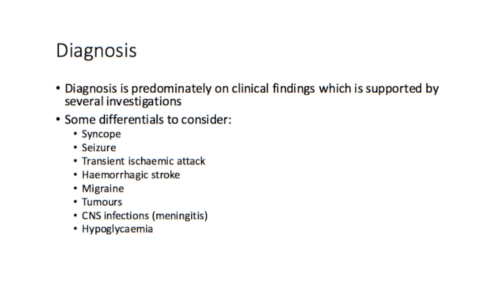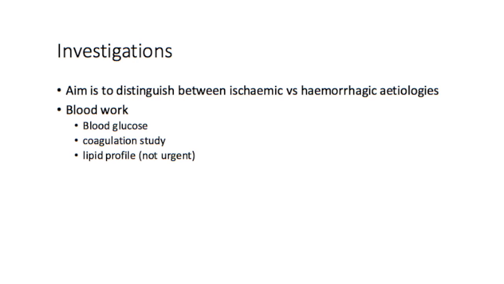Some differential diagnoses to consider include syncope, seizures, transient ischemic attack, particularly if the symptoms rapidly resolve, hemorrhagic stroke, migraines, tumors, CNS infections such as meningitis, and hypoglycemia. A number of investigations can help guide our decision about whether the patient's having a stroke. And our key goal is to see whether this is an ischemic stroke or a hemorrhagic stroke.